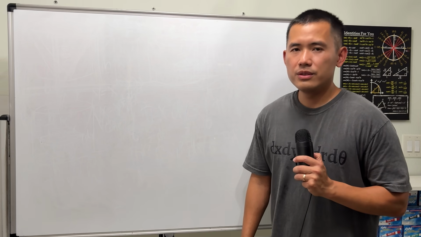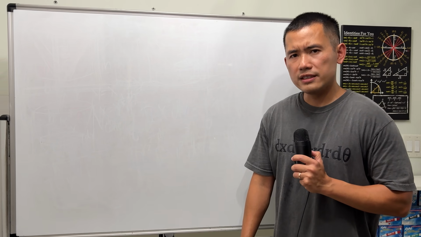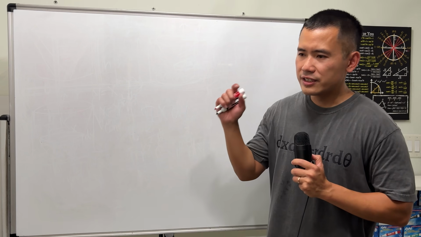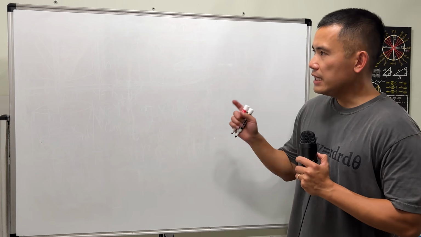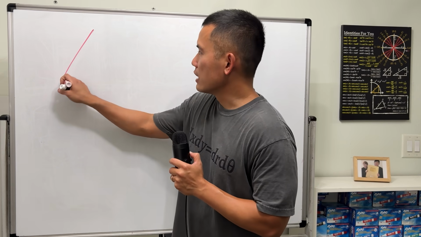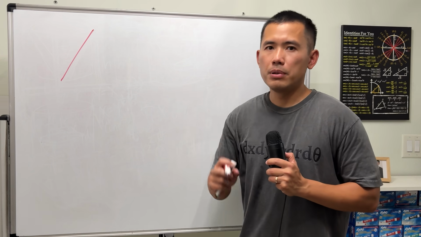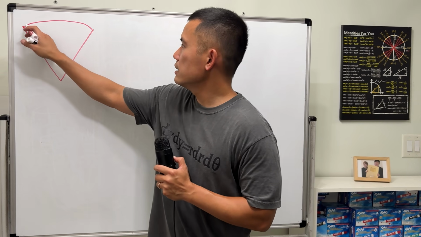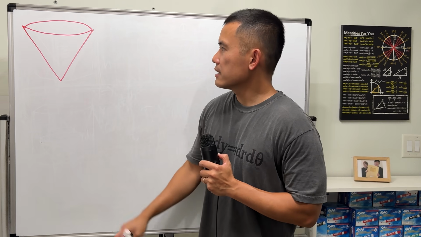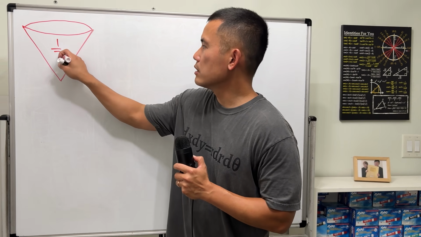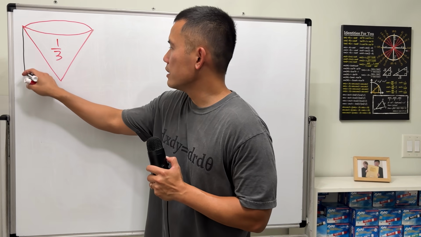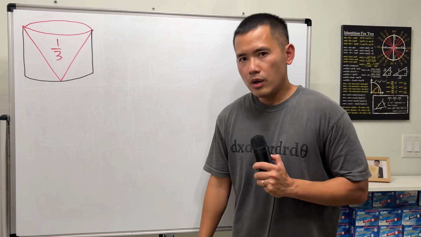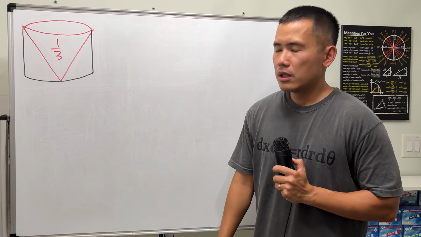So this is a continuation to the previous video where I showed you guys that the volume of a cone is 1/3 of the volume of a cylinder with the same base and the same height. And the idea is, suppose you start with a line like this and rotate it about the y-axis. You are going to get a cone like this. And in fact, this cone is just going to be 1/3 of the volume of its surrounding cylinder, which will look something like this.